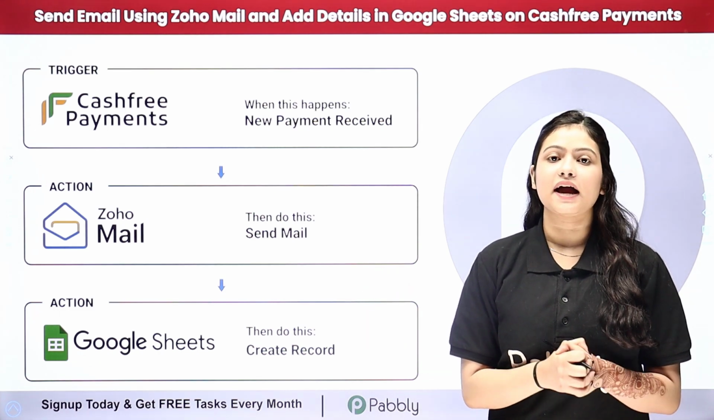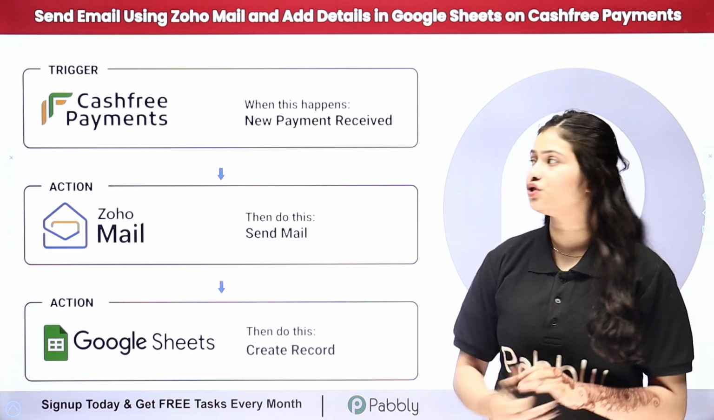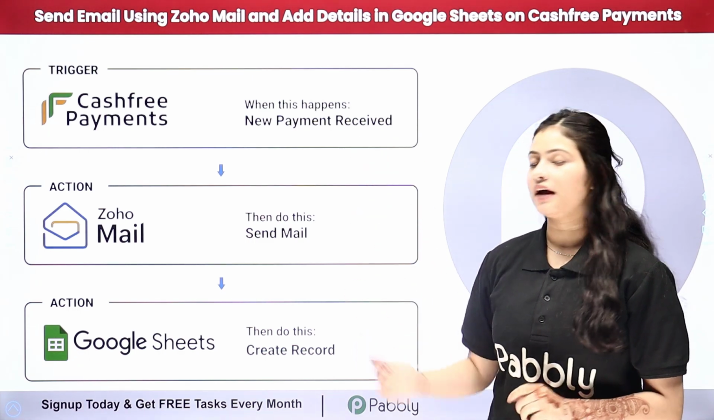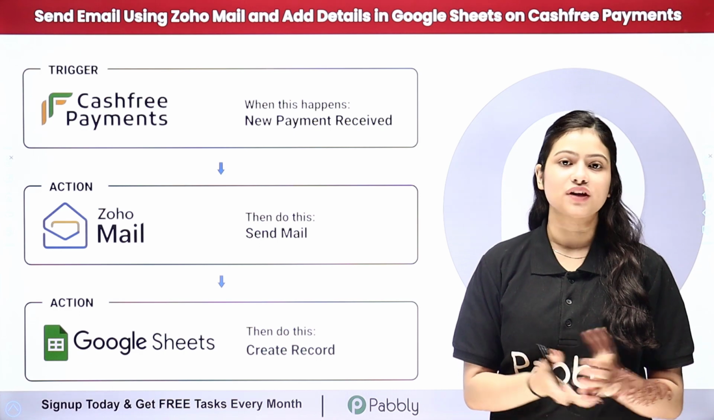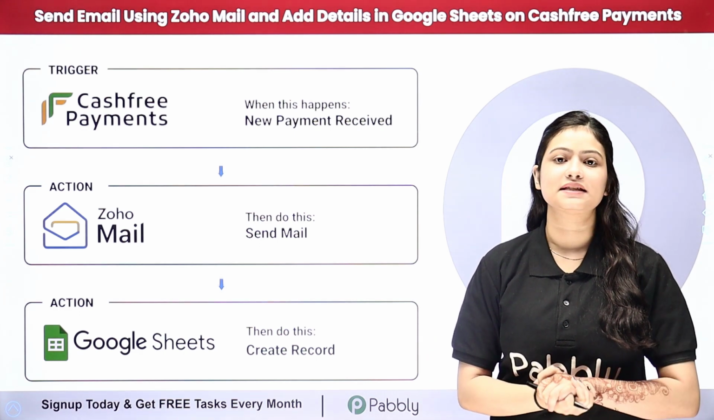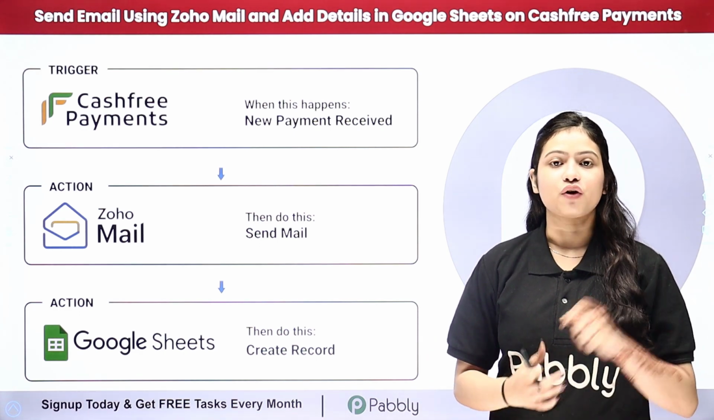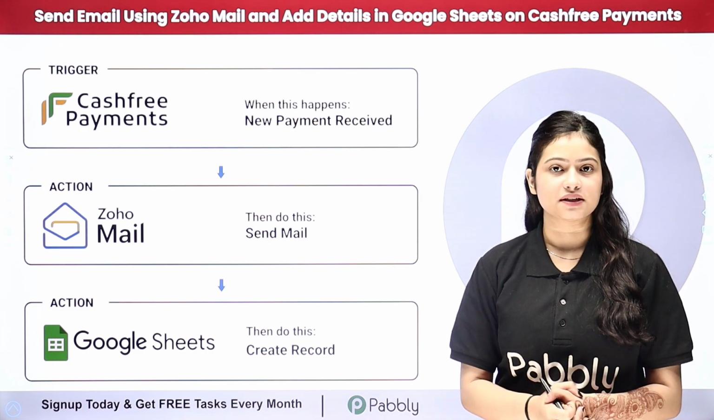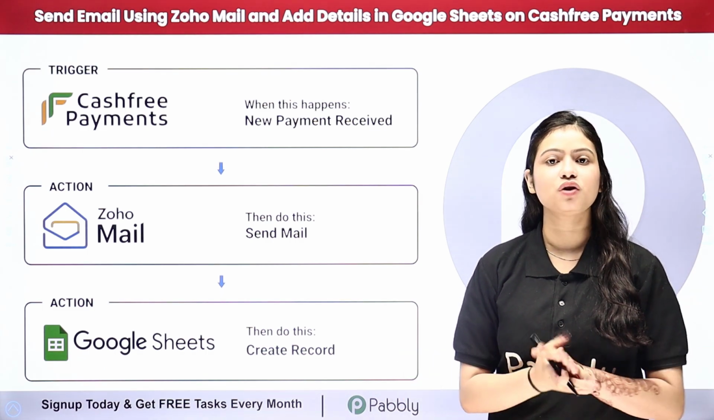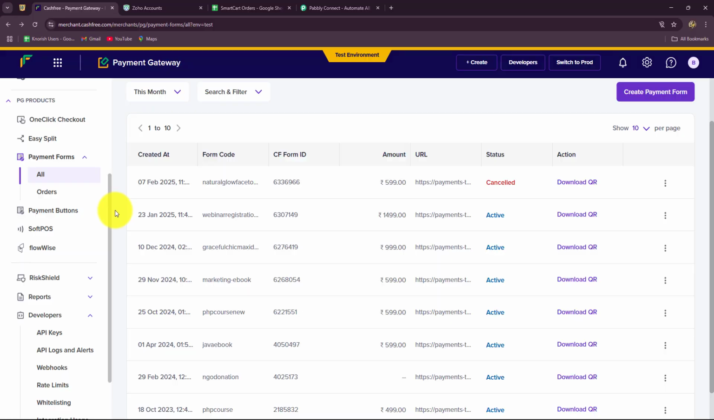To automate this entire long process, I will have to build the connection between Cashfree, Zoho Mail and Google Sheets, and I'm going to do that without any coding or programming skills, simply with the help of Pabbly Connect. So for your business, if you also want to learn this amazing automation step by step, you have to come towards my screen. Welcome to my screen everyone.